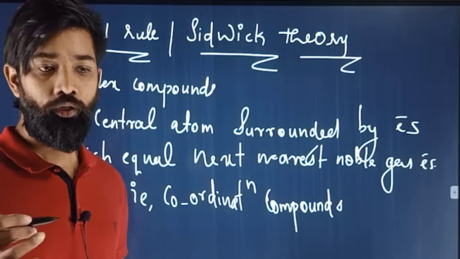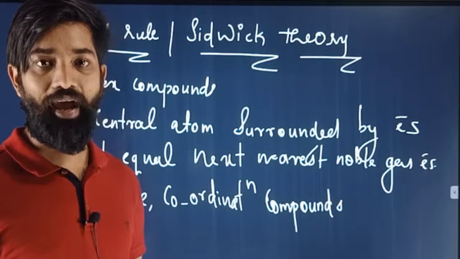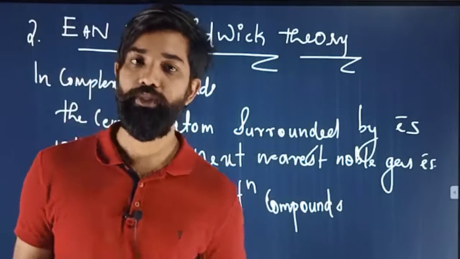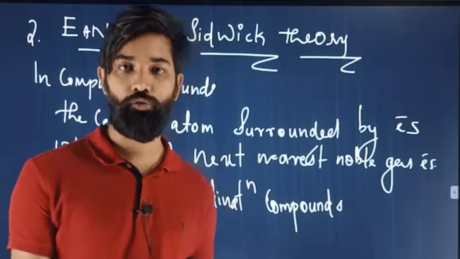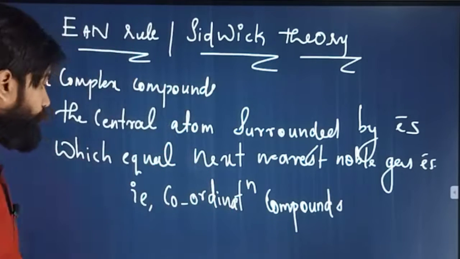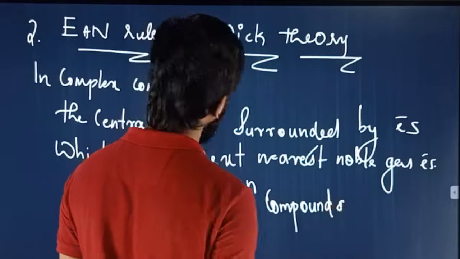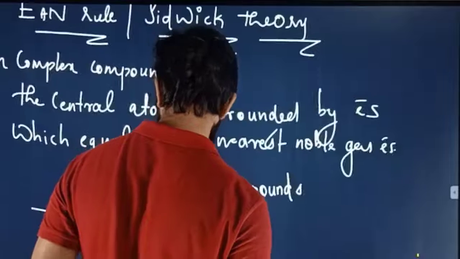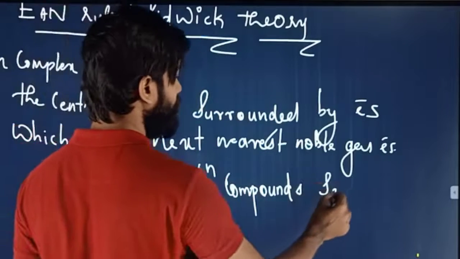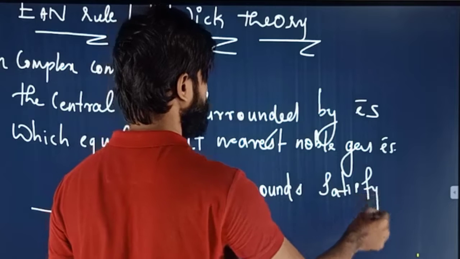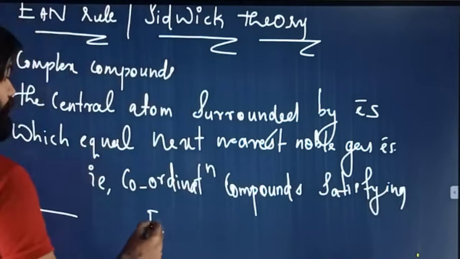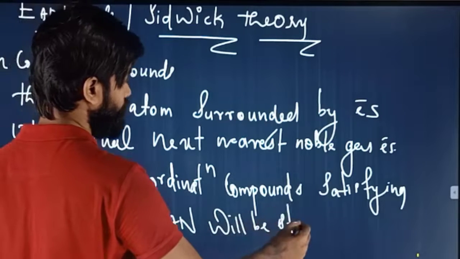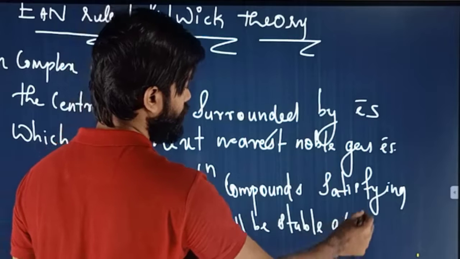Okay, so they may ask the question whether the EAN rule is valid or invalid. If it is valid, then the postulate is okay, which means it will be equal to the nearest noble gas configuration. If it is not valid, there may be a variation. Coordination compounds satisfying EAN will be stable according to the theory.